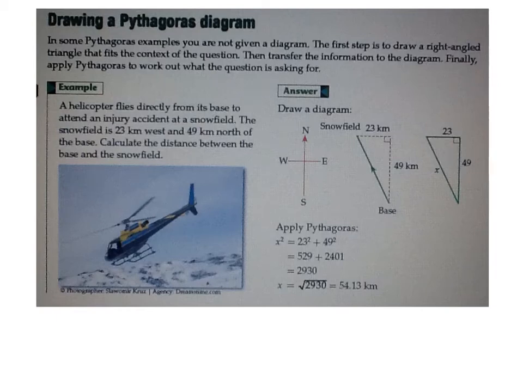In some questions you're not actually given a diagram with which to work, and so you have to be able to draw a diagram that is going to represent your question, and you're going to use Pythagoras to solve the question. Do have a look down in the middle there: north, south, east and west, the points of a compass. That's generally how we start.